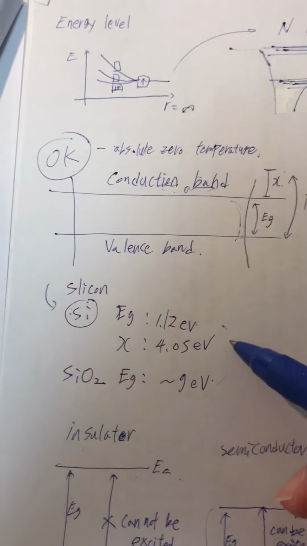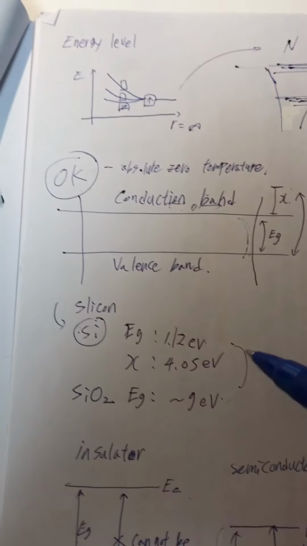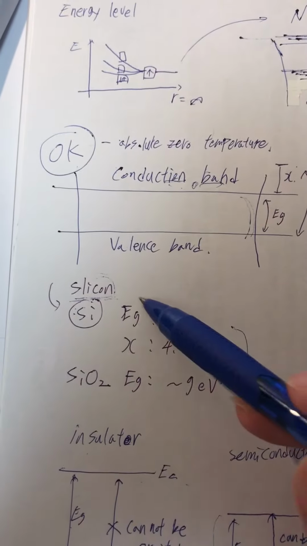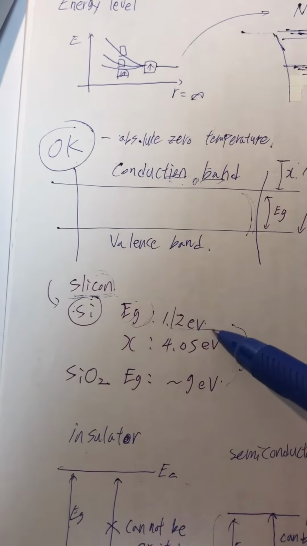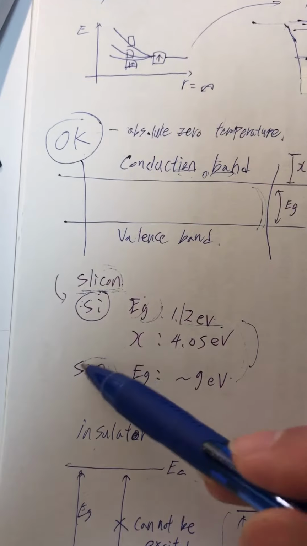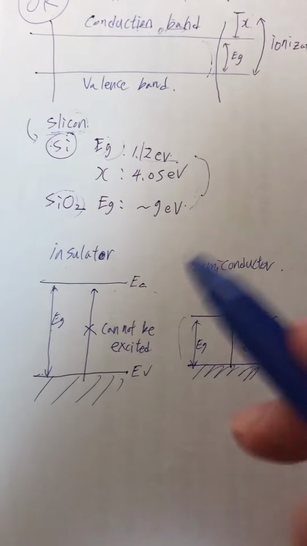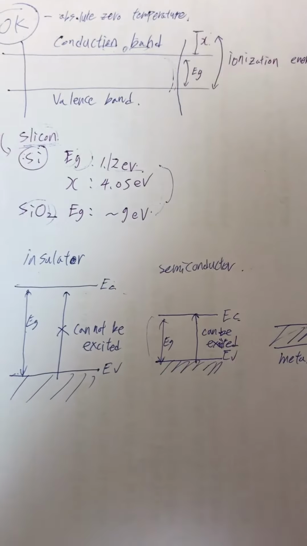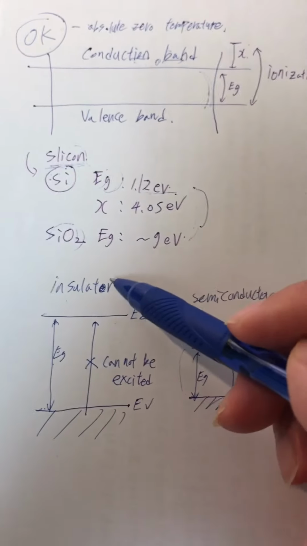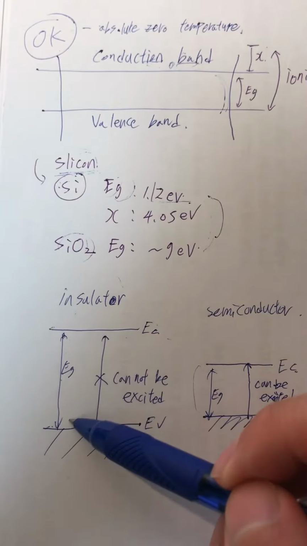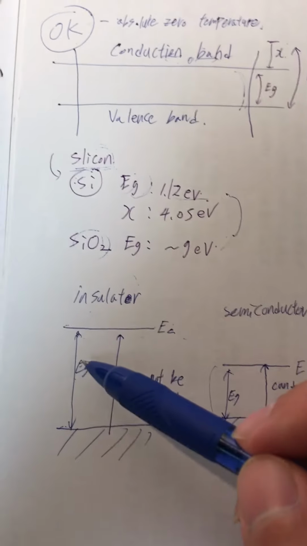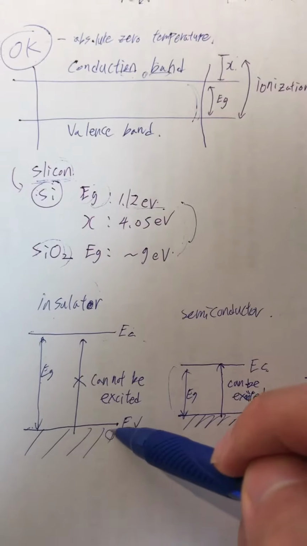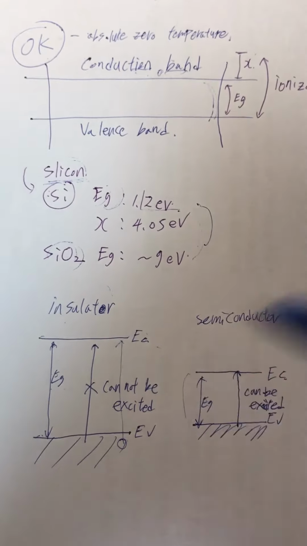We have to know about these to study, because we mostly study silicon. Here are the energy gaps, and this is an insulator. I will explain this. These are several energy gaps of materials. First, an insulator has a very large, very broad energy gap, so valence electrons cannot be excited into the conduction band.